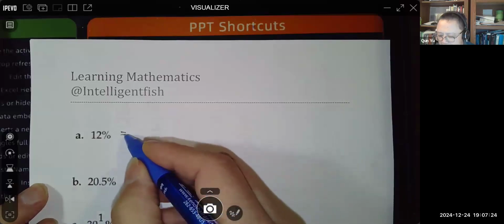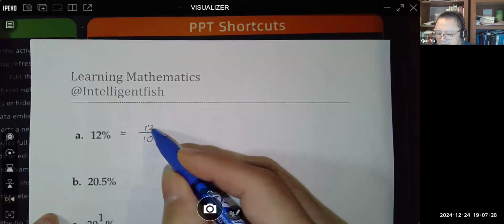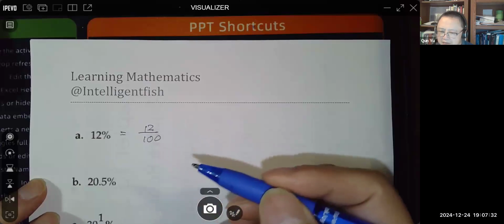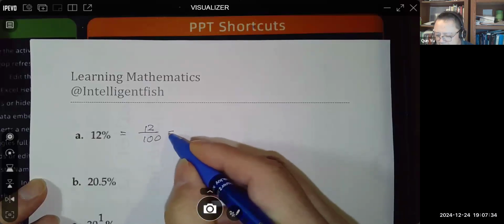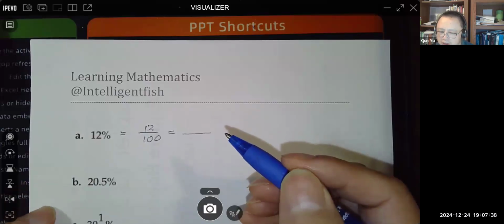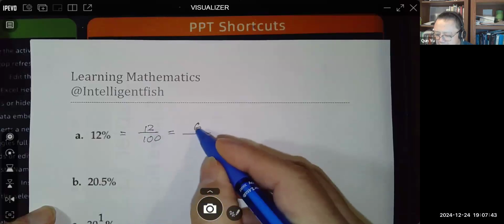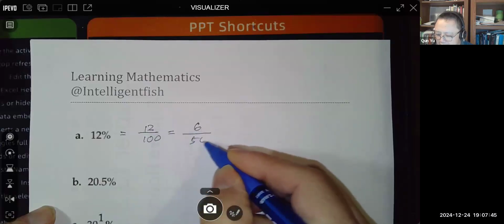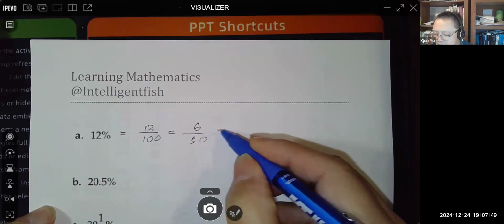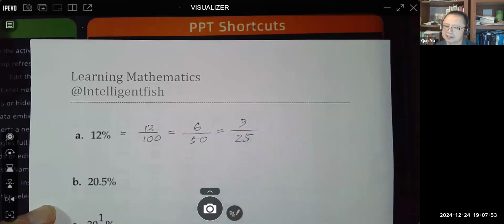So 12% is 12 per 100. Apparently, both sides can be divided by 2 because both numbers are even numbers. If we divide by 2, actually we can divide by 4. But if we don't see 4, 2 is good enough. So we divide 12 by 2, we get 6. This is the 50. And both are still even numbers, so we can divide by 2 again. We get 3 over 25. So that's our final answer.